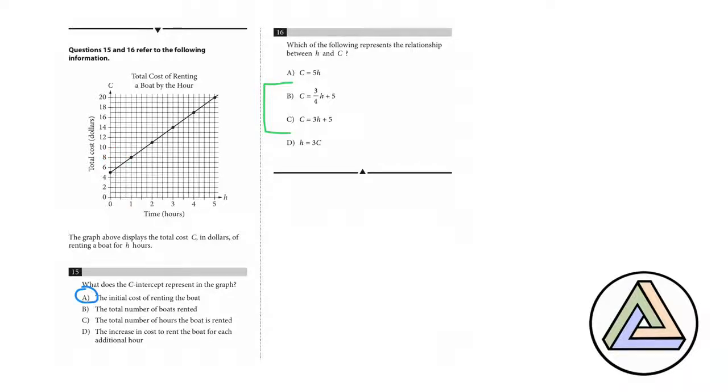And what do we call that slope? Up 3, over 1, also known as rise over run. And that's really just 3. So this is the answer. That's the slope because, of course, 3h. That's the term that has the slope in it.